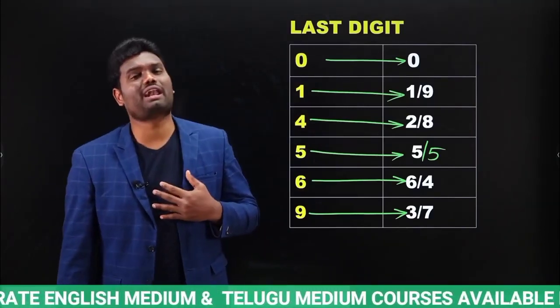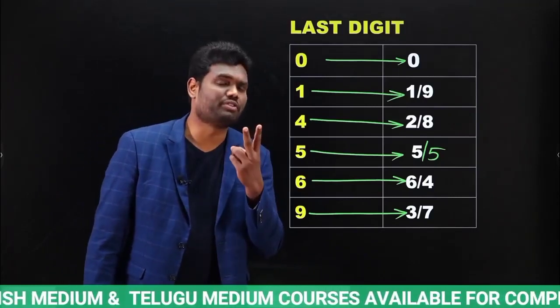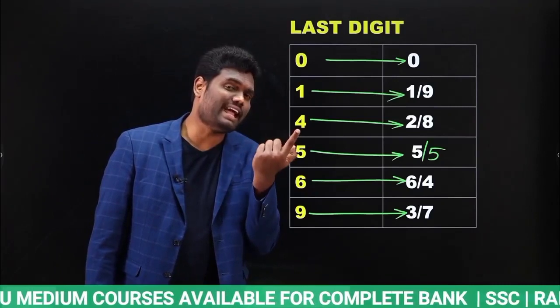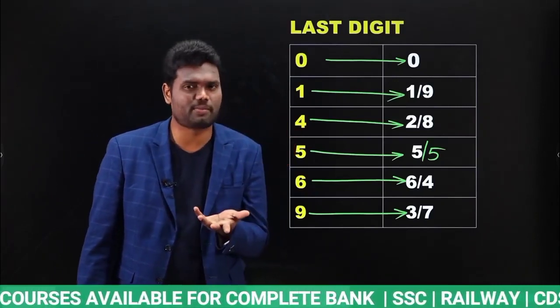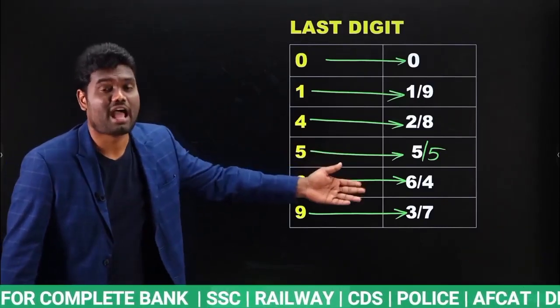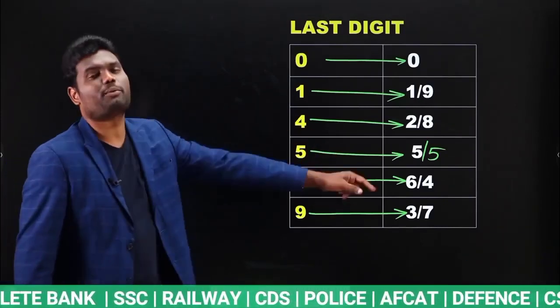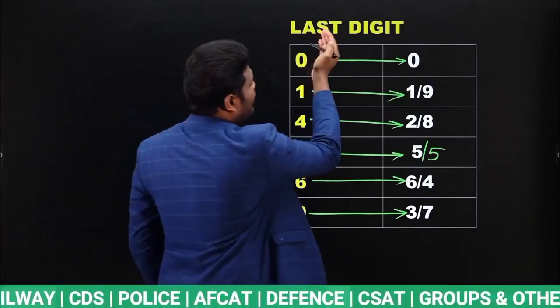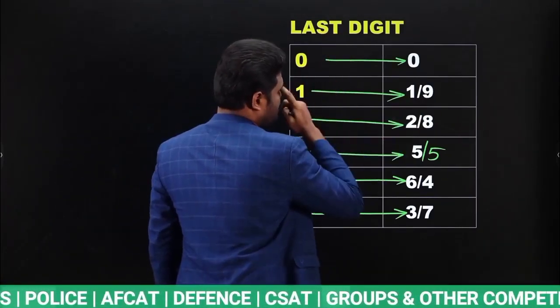If I know that last digit 4 comes at 2, the other number should be 8, because 2 plus 8 is 10. Yes or no? If I know that last digit 6 comes at 4, the other number should be 6, because 4 plus 6 is 10. Yes or no? That is the reason you need to know the possibilities for each last digit.